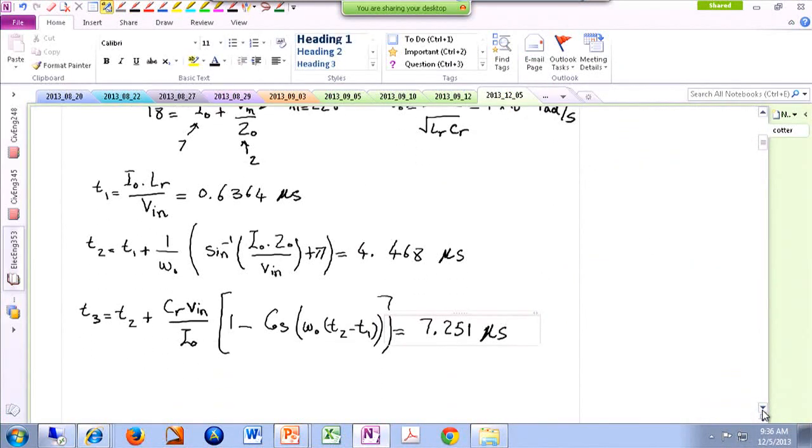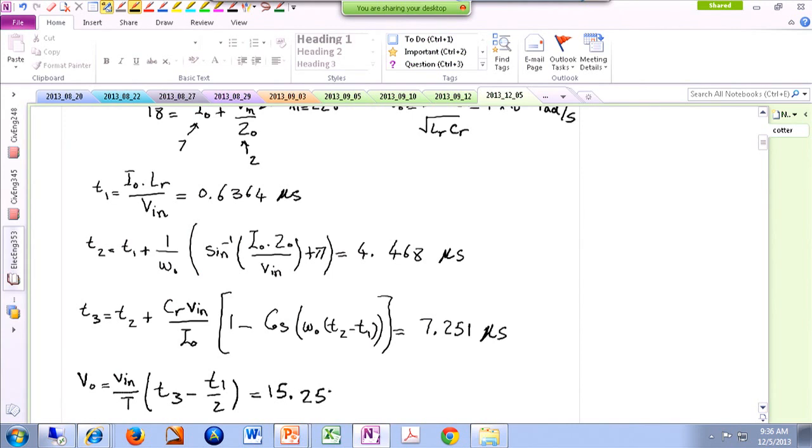And remember, the equation was V out over V in, over T times T3 minus T1 over 2. Because I have T1 and T3, I wrote it this way, or you can write T3 minus T1 plus T2 minus T1, something like that. And this turns out to be 15.253 volts. Obviously, the output voltage should be smaller than the input voltage. It's a buck converter in the end.